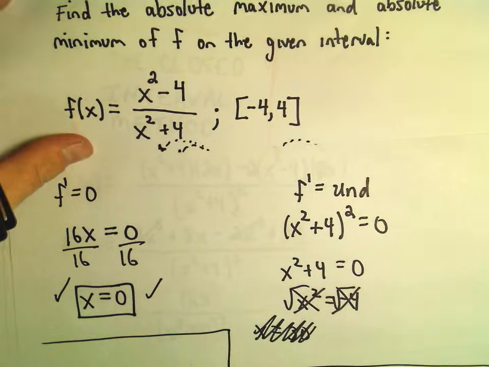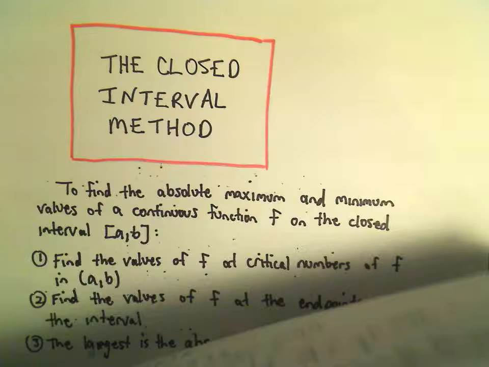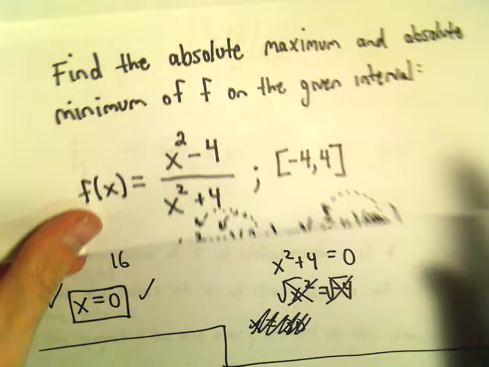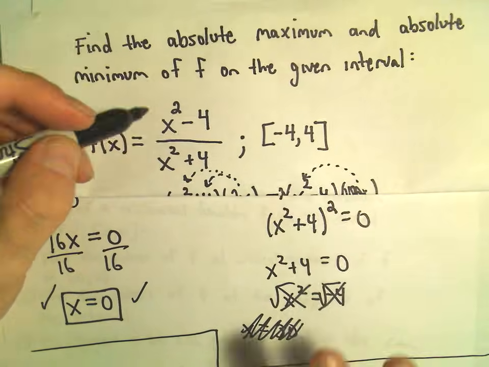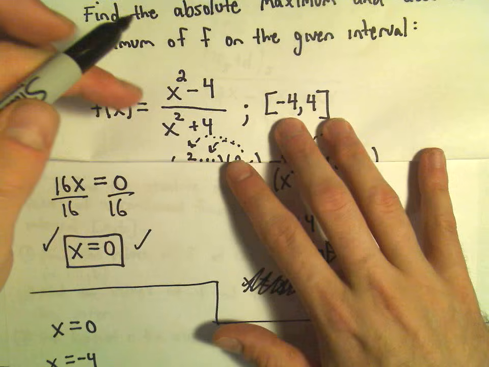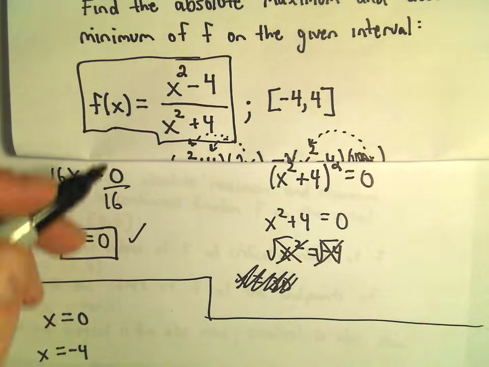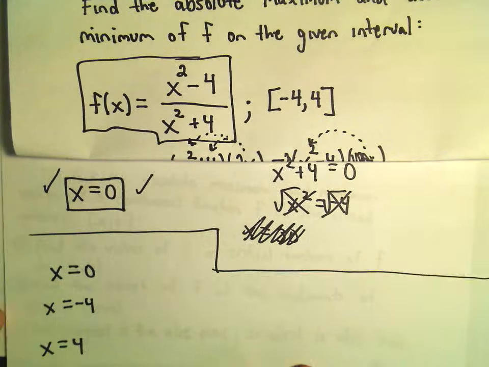So now I simply have to go back and plug all of these numbers back into the very original function. The biggest is going to be the maximum, the smallest is going to be the minimum. So I'm going to plug it back into f of x equals (x squared minus 4) over (x squared plus 4).